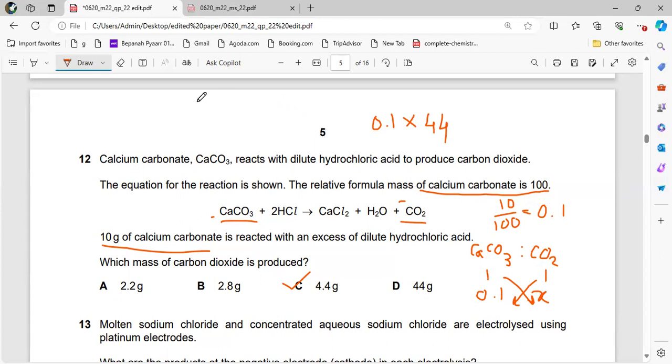Now to find out the mass, we are using the same formula, that is moles is equal to given mass upon molar mass. In case of carbon dioxide, we know the moles, which is 0.1. We know the molar mass, which is 44. And we have to find the mass. So we are just going to simply cross multiply. Moles into molar mass, that is 0.1 into 44, which will give you 4.4. So this is the correct option C here.